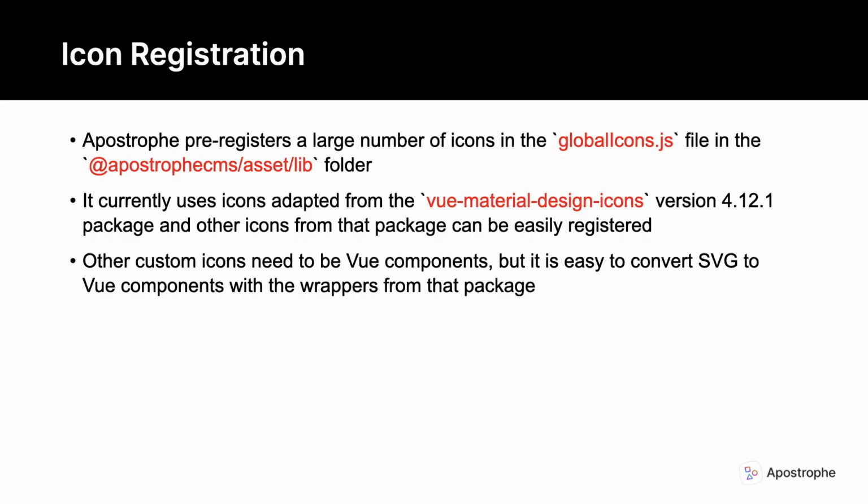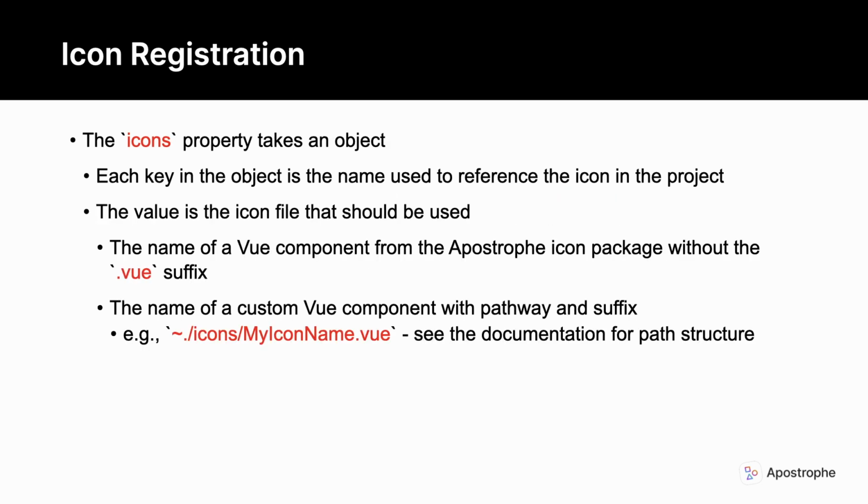The icon being used in this module isn't currently registered by Apostrophe in the global icons.js file. The icon is available within the Apostrophe icon package, which is based on the Vue Material Design Icons version 4.12.1 package. In order to use this icon within our module, we need to add a new configuration property to our module's index.js file. The icons property takes an object that contains one or more icons being registered.